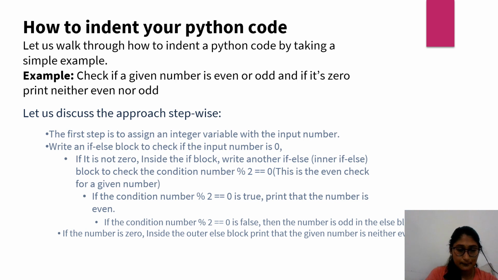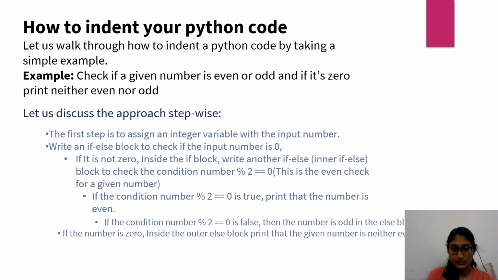Let us discuss the approach steps. The first step is to assign an integer variable with an input number. Write an if else block to check if the input number is 0. If it is not 0, inside the else block, write another inner if else block to check the condition number % 2 == 0.